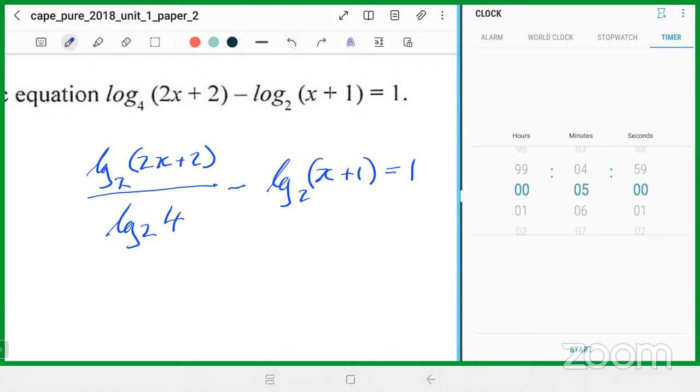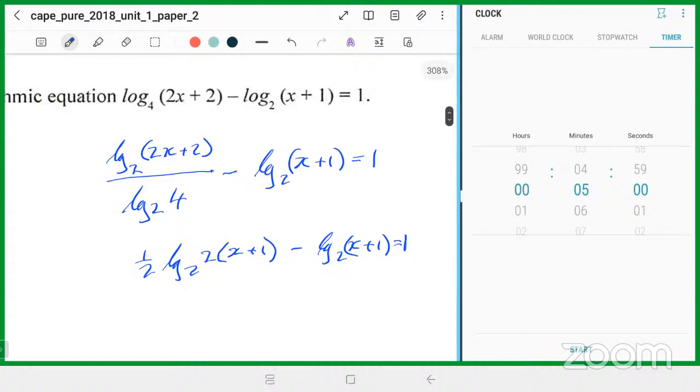So it's going to become half of log to base 2. You can factorize this and put 2 times x plus 1. Yeah, let's do that. 2 times x plus 1 minus the log to base 2 of x plus 1, and that is equal to 1. Now, I can multiply by 2 to get rid of the fractions, but then I'm going to have to put that 2 up here as well.